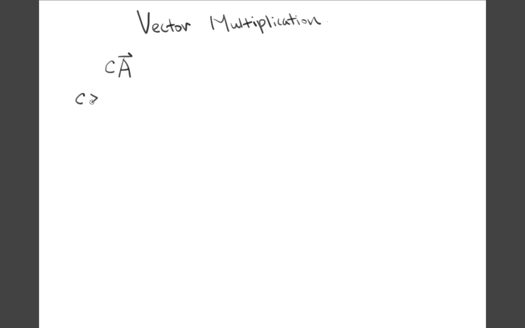First, if C is a positive scalar, then C multiplied by A does not change A's direction. So the resulting vector has the same direction as A. If I draw a picture, that's A, then C multiplied by A is parallel to the A vector. And also in this case, you notice that the vector becomes longer. That means C is actually greater than 1.